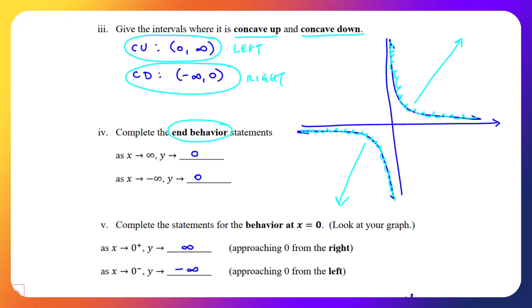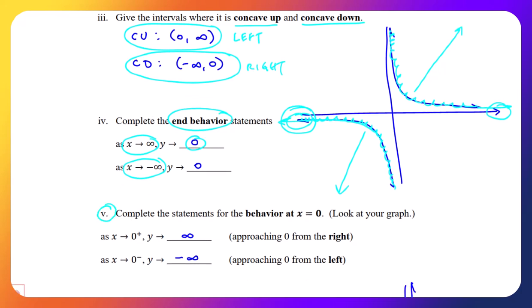When we talk about end behavior, we talk about the right end and the left end. So the right end is when we go to infinity, and the y value is getting smaller and smaller and smaller, going to 0. Going to negative infinity is the left end, but still the y value is getting smaller and smaller and smaller, or closer and closer to 0 from below.